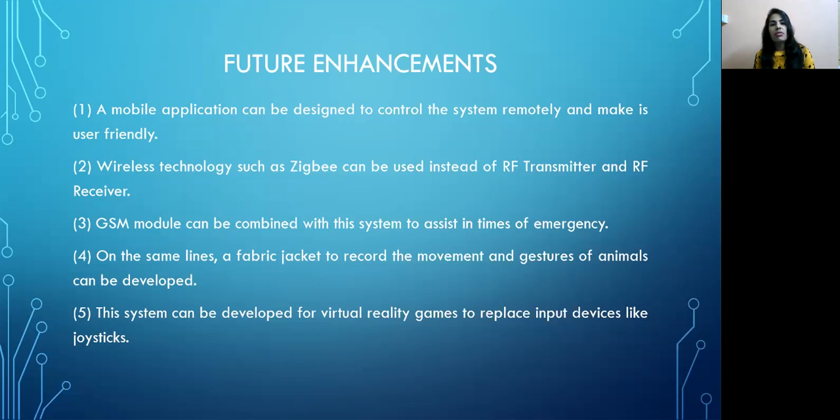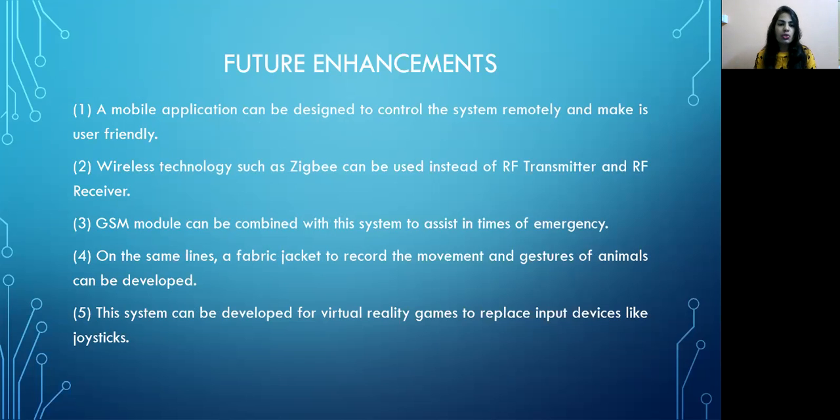The first future enhancement can be made in the field of mobiles or the use of digital platforms, wherein a mobile application can be designed to control the system remotely and make it user friendly. The second future enhancement is to make use of wireless technologies such as Zigbee instead of the RF transmitter and receiver to make the transmission of sensor data faster and easier.